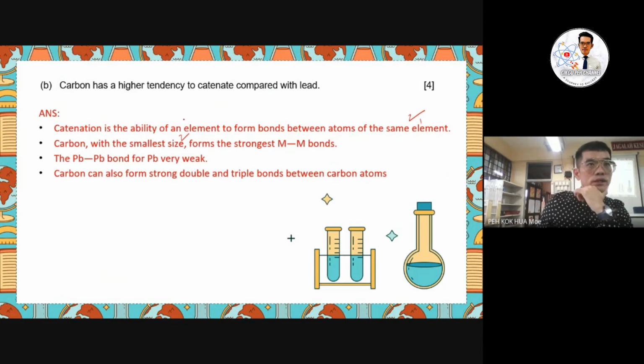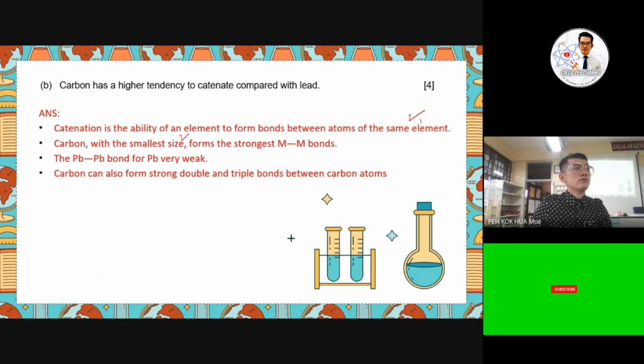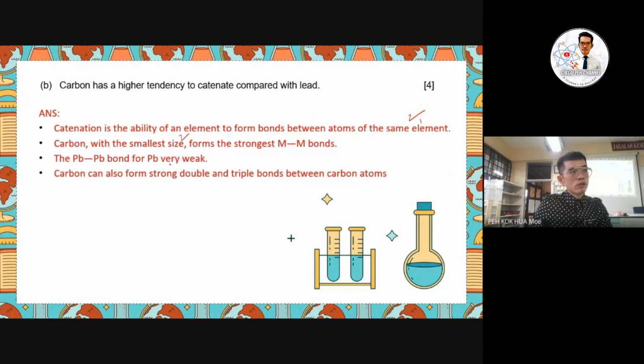So we have to try to give more information. First, give the general definition: what is catenation? And then second, compare the size of carbon to lead, where carbon is the smallest and forms the strongest M-to-M bond. You can give the bond length for carbon, which is shorter compared to lead. The lead to lead bond will be weak because the size is biggest and the Pb to Pb bond length is also longer.